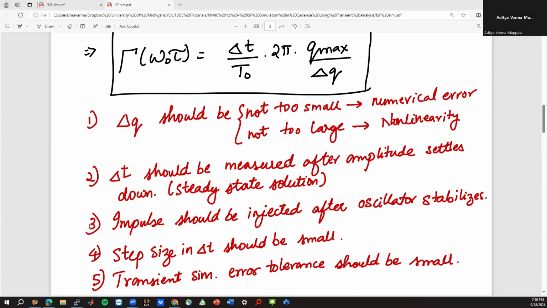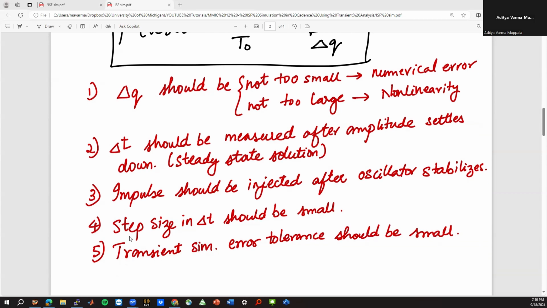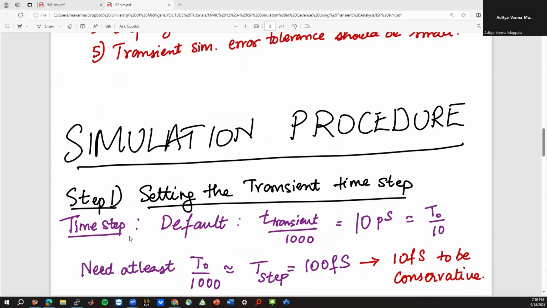You need to make sure the step size is small enough so that you capture the entire ISF with enough resolution. And then the last thing, which I think is the most important, is that the error tolerance should be small in the transient simulation. So you need to make sure that time steps set up in the transient simulation is low. Okay, with that in mind, let's get started with the simulation procedure.